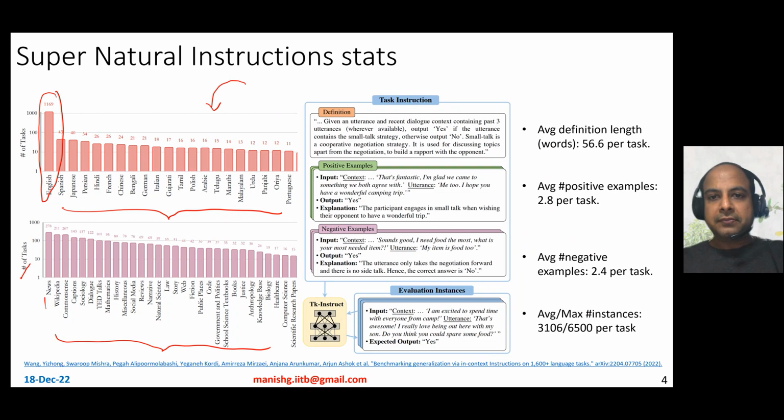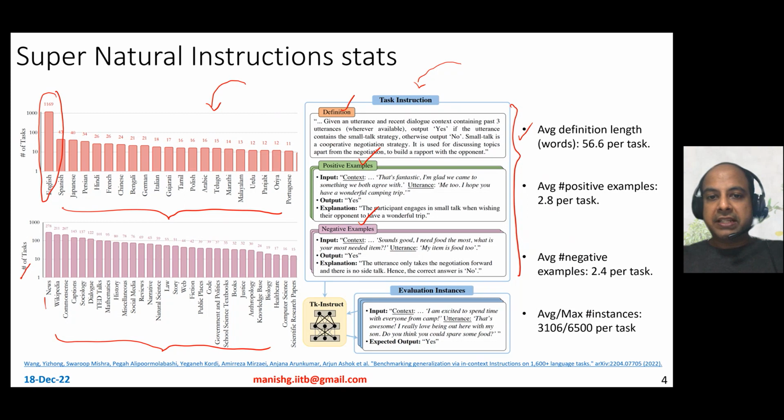Now, typically, the tasks are specified using a task instruction, and the instruction actually consists of three main components: the task definition, positive examples, and negative examples. The task definition explicitly states what the task is about. In fact, in the benchmark, the average definition length is about 56.6 words per task. So fairly large descriptions.